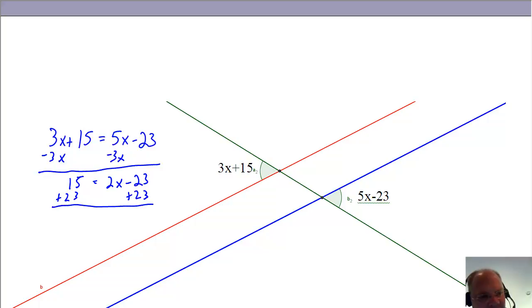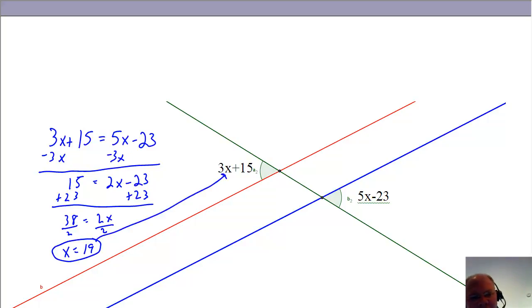If I do that, I have 38 is equal to 2x. Then I can divide by 2 on both sides. Therefore x would be equal to 19. Now if I'm going to solve for either angle, it doesn't matter which one I plug it into. I can plug it in here or here. I should get the exact same thing.